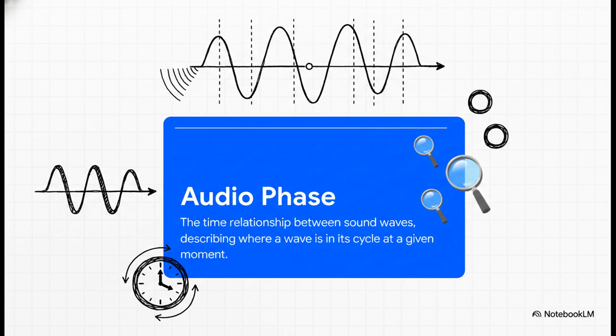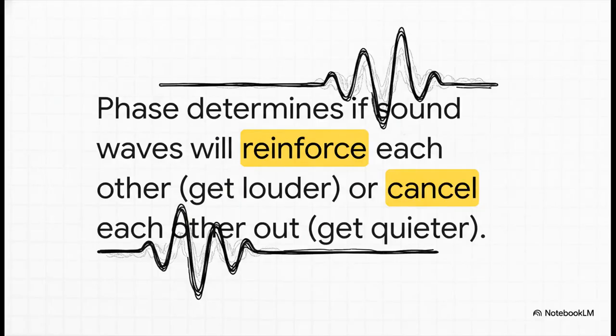You see, every sound wave is a cycle of changing air pressure, going from high to low and back again. Phase just tells us precisely where a wave is in that cycle at any one moment. And why on earth does that timing matter so much? Because, and this is the crucial part, it determines whether those sound waves are going to work together and reinforce each other to get louder, or if they're going to fight and cancel each other out, getting quieter, sometimes to the point of disappearing completely.